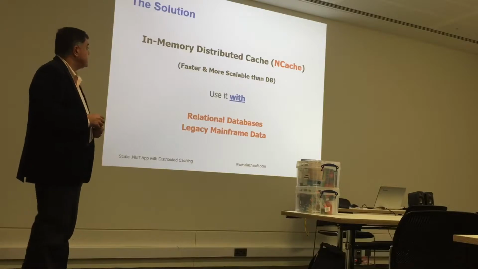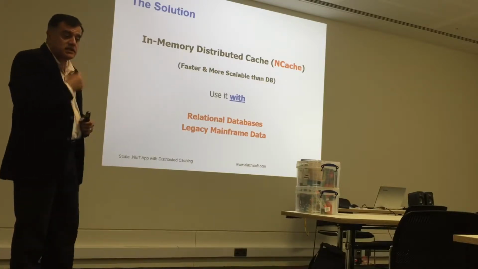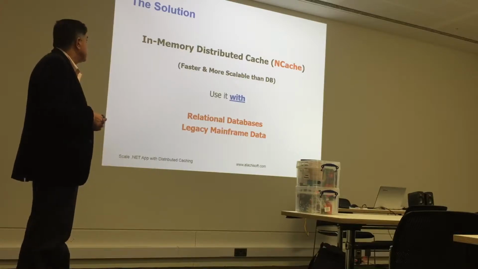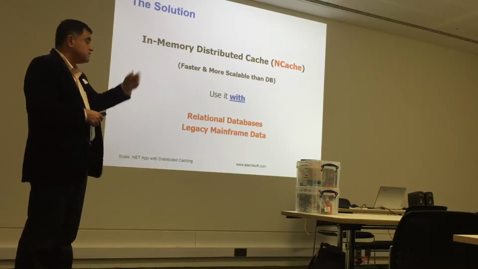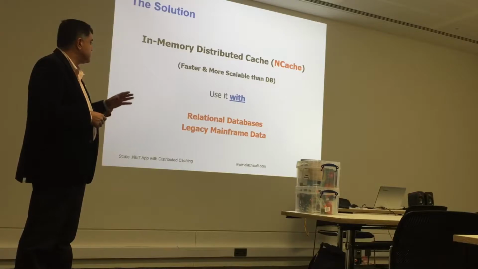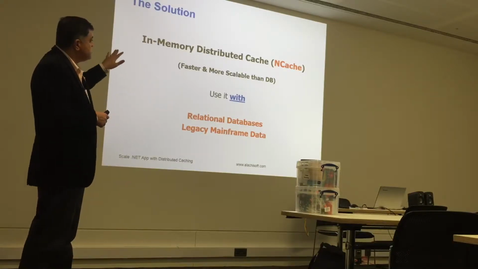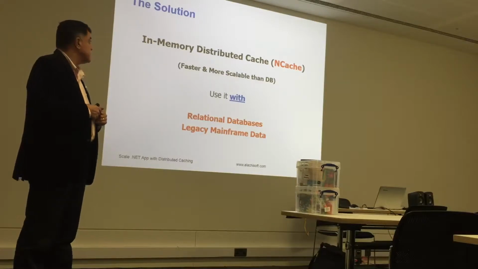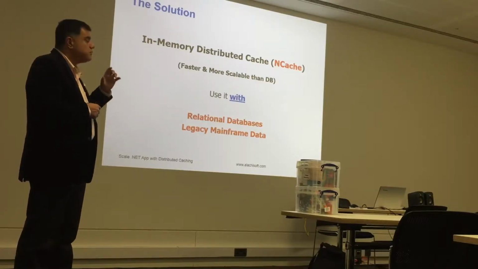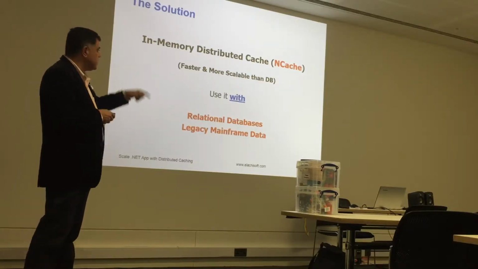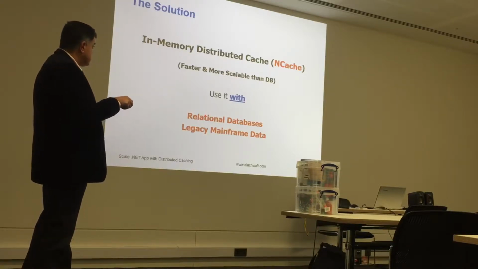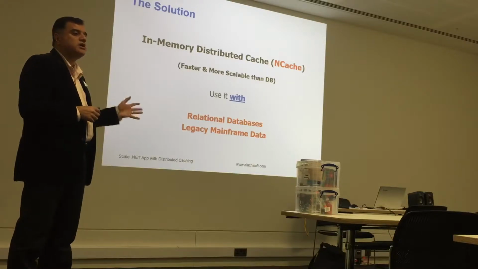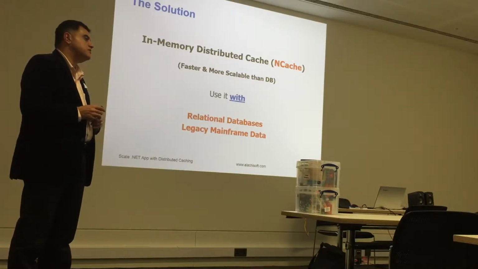So the answer to that is to use distributed cache, an in-memory distributed cache. NCache, of course, is our flagship product that does that. But an in-memory distributed cache is faster and it's more scalable than your database. And the really nice thing about this is that you can use it with this right here, that blue, with your relational database. It does not require you to move away from your relational databases.